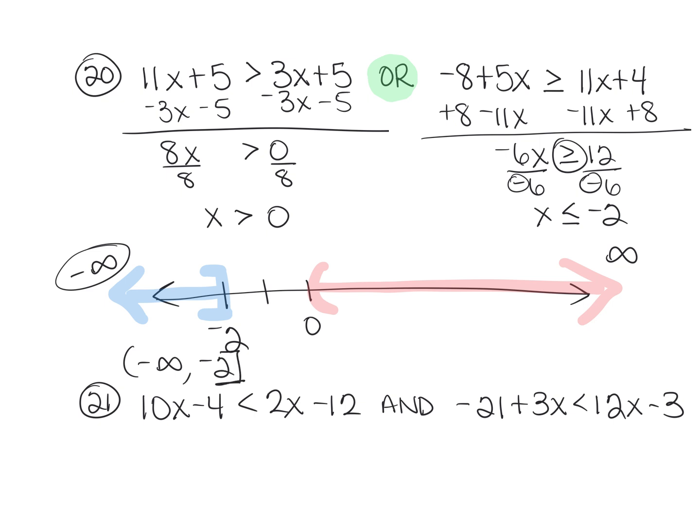Because it's in two sections, you have to keep the union. And then I pick back up at 0, but I don't include it. So I use a parenthesis, and it goes on forever. So this would be the graph on the number line as well as the interval notation. You have to do both.